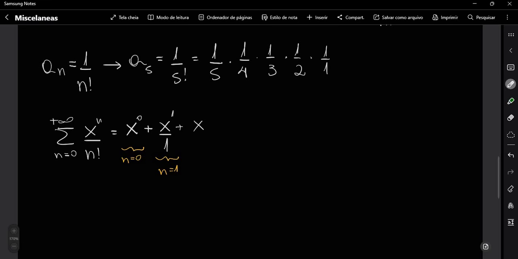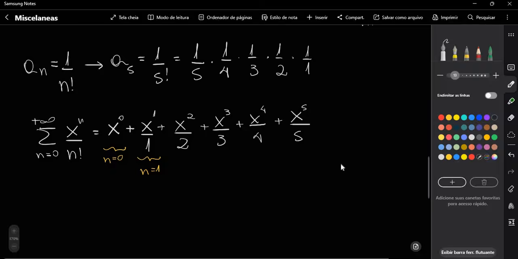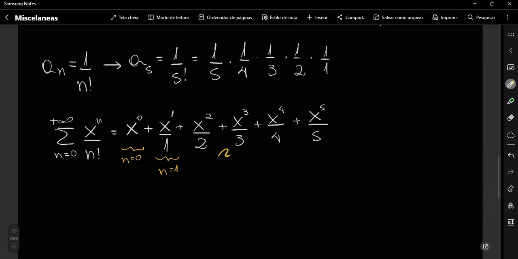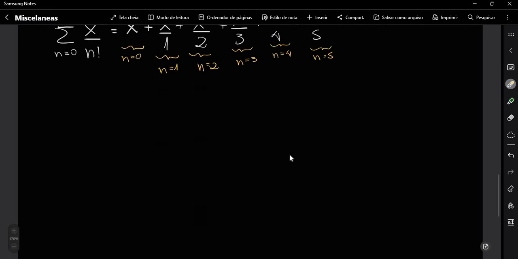And x squared over 2 plus x cubed over 3 plus x to the 4 over 4 plus x to the 5 over 5, for n equal 2, for n equal 3, for n equal 4, and for n equals 5.